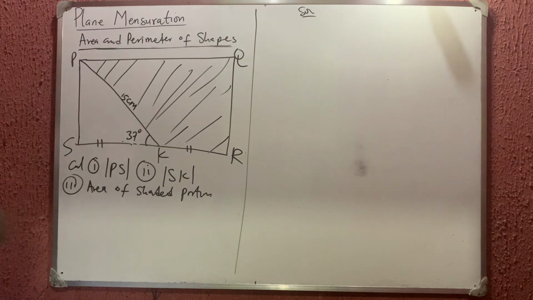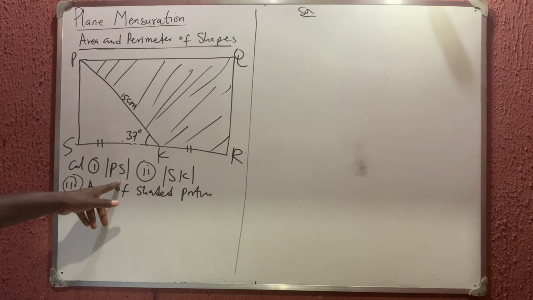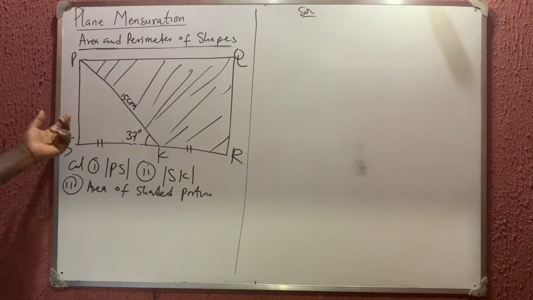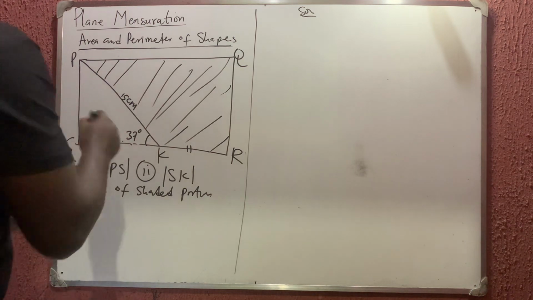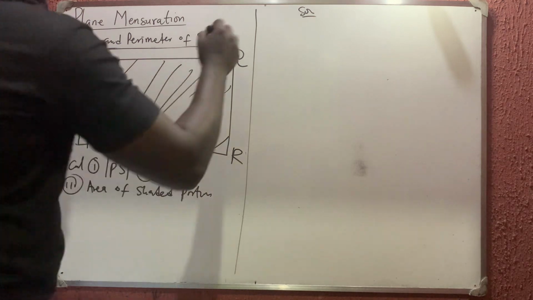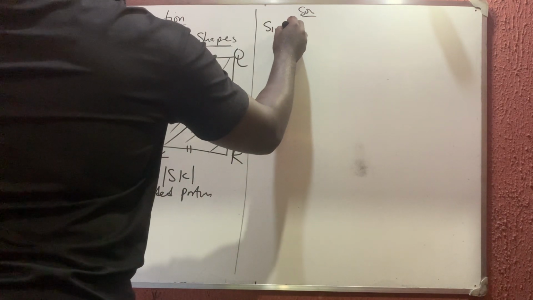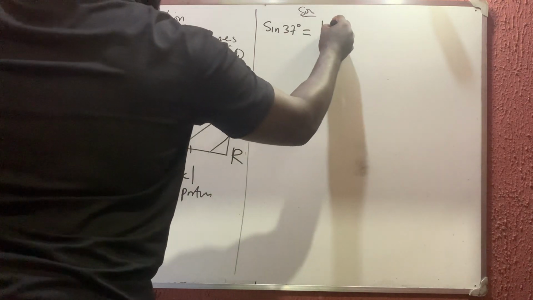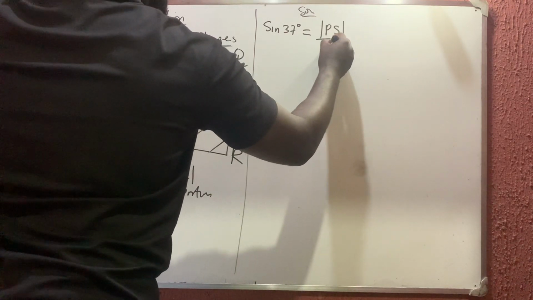First of all, they say we should calculate line PS. Line PS is simply here. So to calculate it is very simple. This is opposite over hypotenuse, because here obviously is 90. So we say that sine 37 degrees is equal to opposite, which is line PS, over hypotenuse, which is 15.